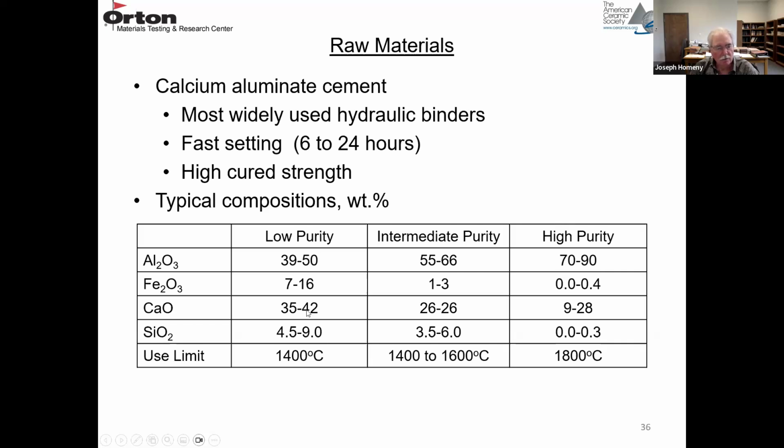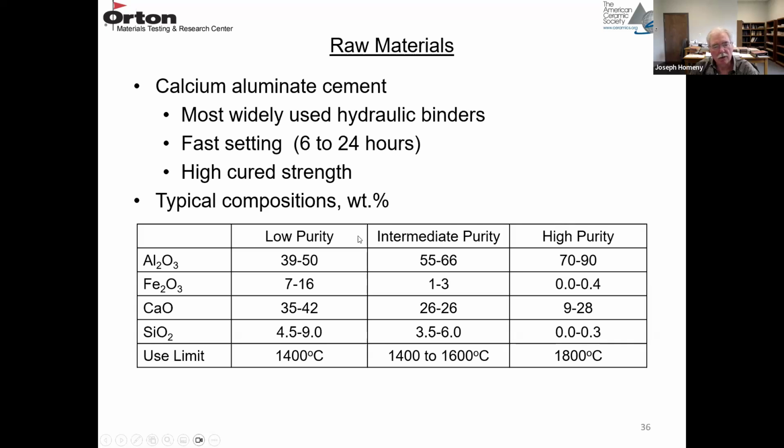And then the lime content goes down as you go up in alumina content. So the low purity may be 35, 42% lime, higher purity 26%, and then the highest purity maybe 9 to 28. So as you go up in purity, you eliminate Fe2O3, and you also eliminate SiO2.